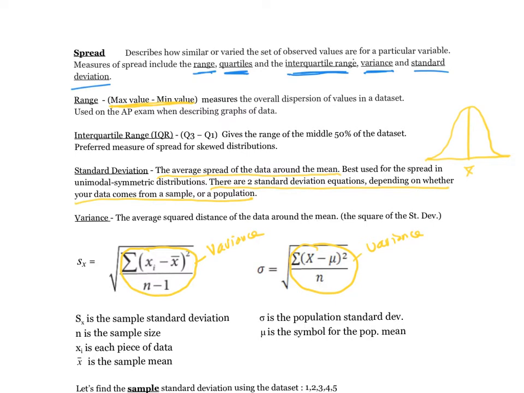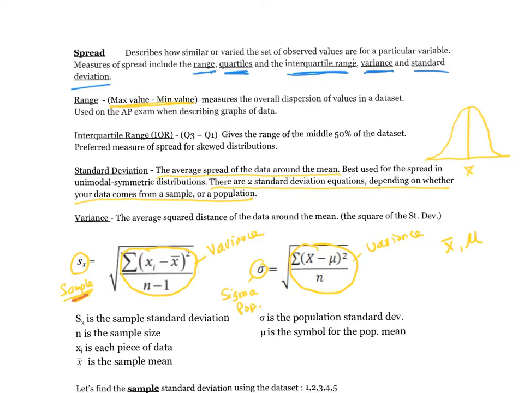Let's talk about these equations for a second. Like we said, there are two equations. The one labeled S of x is the sample standard deviation, if your data comes from a sample. And the one that starts with this symbol, which is called sigma, a Greek letter, is the population standard deviation. Just like before, for the mean, we had a sample mean and a population mean. We have two different standard deviations, depending on if you're looking at a sample of data or a population of data.